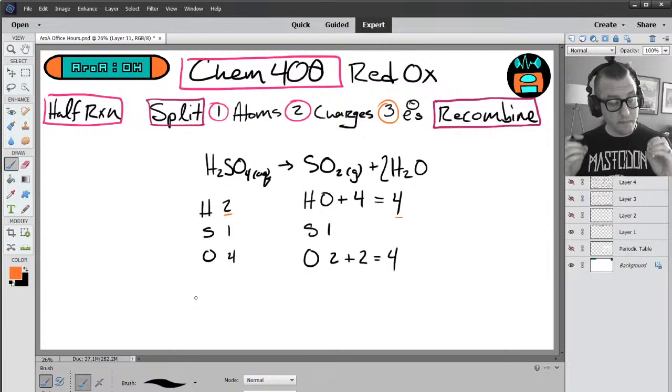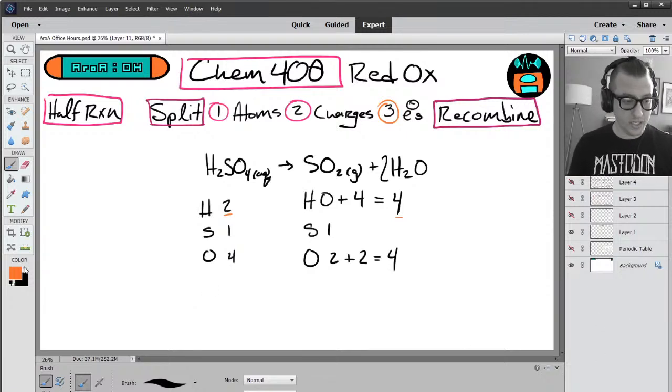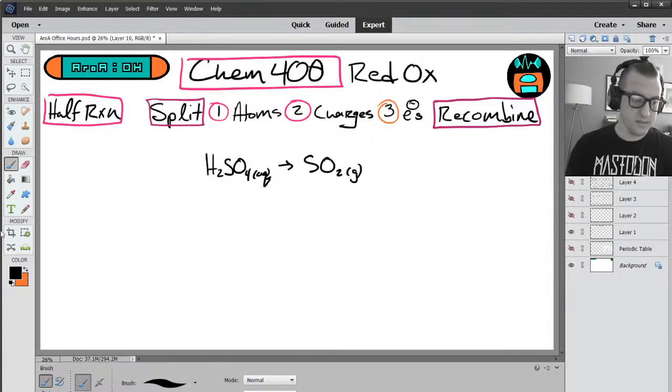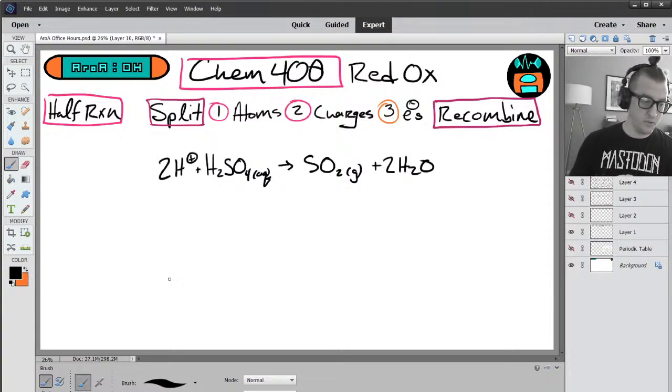Now, we're in acidic media here, so the way you balance hydrogen when you're in acidic media is by adding H plus ions. Specifically, we need to add 2 H plus ions so that our hydrogen count balances. So now we have balanced atoms on both sides of this equation. And I need to write in plus 2 water molecules plus 2 hydronium ions. This hydronium's aqueous, water is a liquid. So now our atoms are balanced.